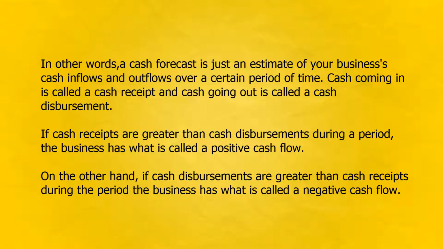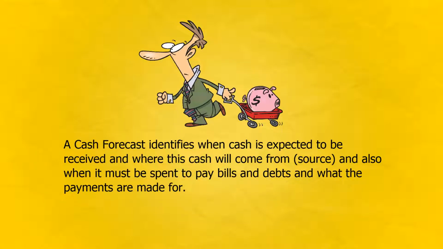If cash receipts are greater than cash disbursements during a period, the business has what is called a positive cash flow. On the other hand, if cash disbursements are greater than cash receipts during the period, the business has what is called a negative cash flow. A cash forecast identifies when cash is expected to be received and where this cash will come from, source, and also when it must be spent to pay bills and debts and what the payments are made for.